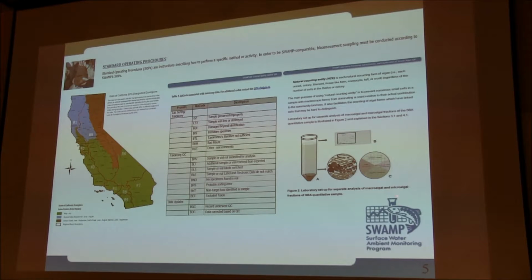The figure on the right is from the Stream Algae Lab SOP. It is showing the setup for separating macroalgal and microalgal soft-bodied algae in the lab so they can be correctly identified and enumerated. The lab SOP also includes how to analyze diatoms and cyanobacteria.